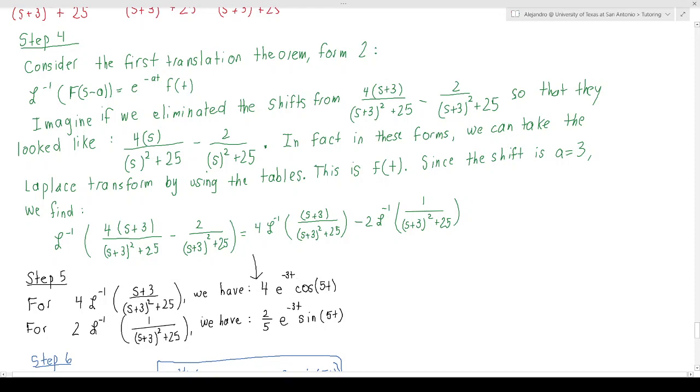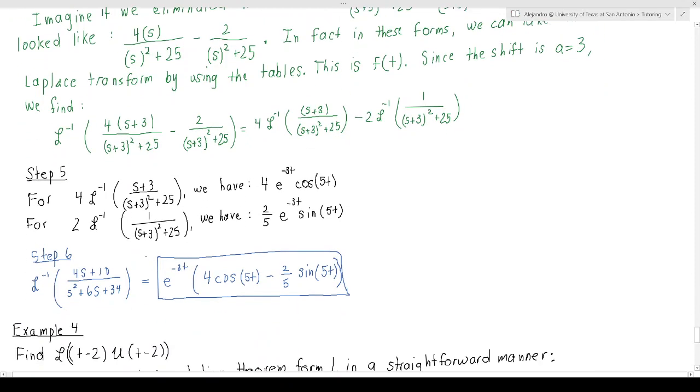And it's the same process for the second term. This is the one with the shift, right? The form with the shift. Get rid of the shift, so we just have 1 over s squared plus 25. We find the inverse Laplace of that. That's sine of 5t over 5. We have e raised to the negative 3t here. And we just multiply by 2 over 5. That was a constant that we had factored out.